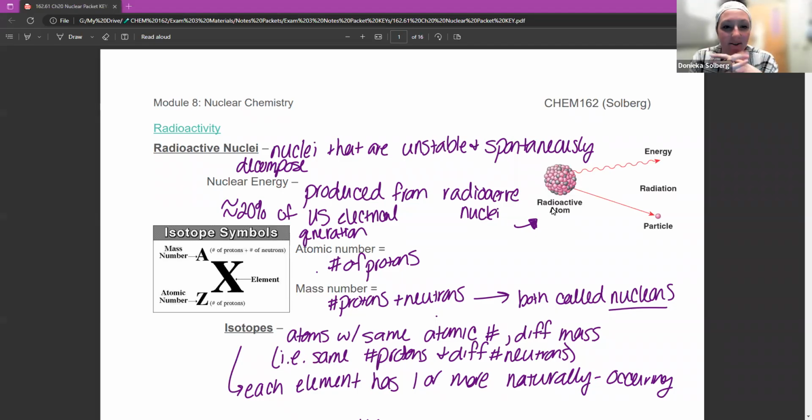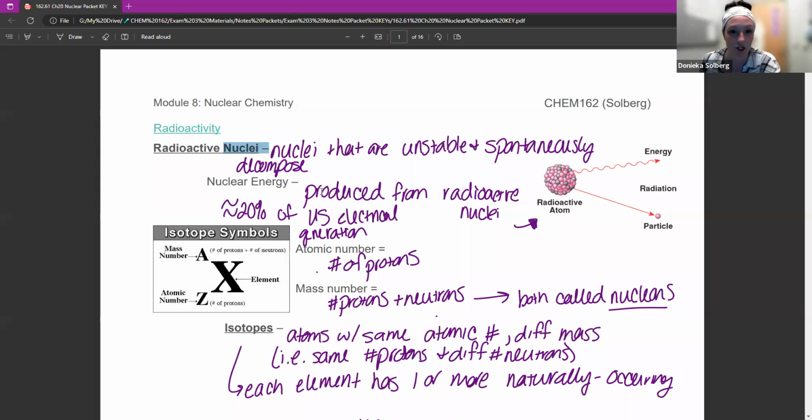Okay, so radioactivity. We are going to start with what a radioactive nucleus is, and that's a nucleus that is unstable. Things that are unstable are radioactive, they fall apart, they spontaneously decompose into other things. So nuclear chemistry is very different from all the other kinds of chemistry. We are specifically going to talk about the nucleus, right? Most other chemistry happens within the electrons. We are talking about the nucleus now, so not so much about the electrons.